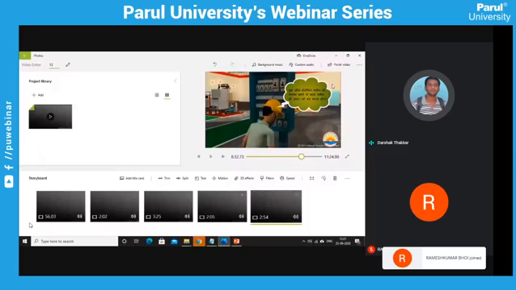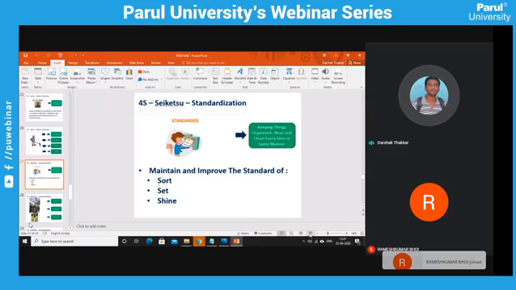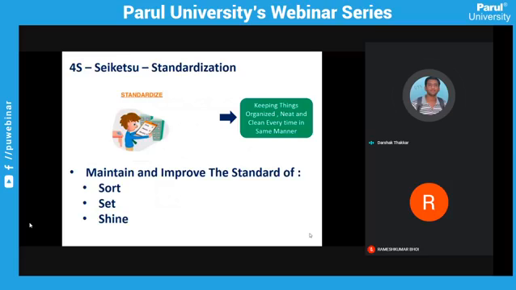Right. So next is the 4S, standardization. After implementing sort, set in order, and shine, which means cleaning, we have to standardize our work process so that we can do each and everything in the same manner every time, right? And the third one is to standardize our work area, right?